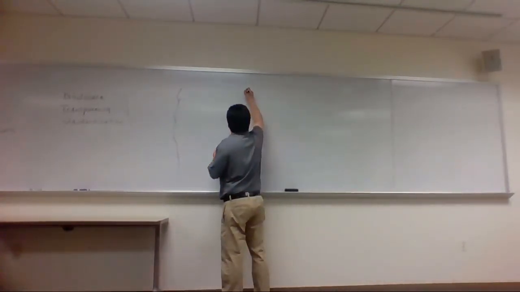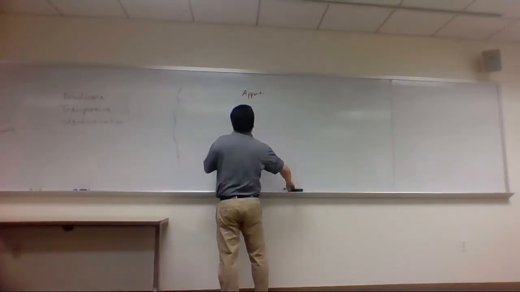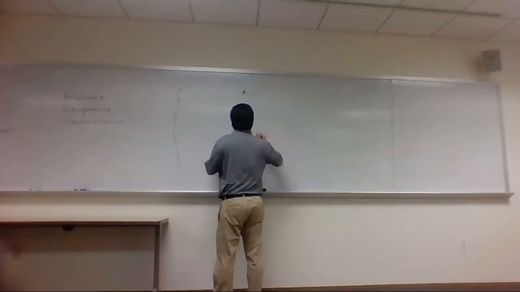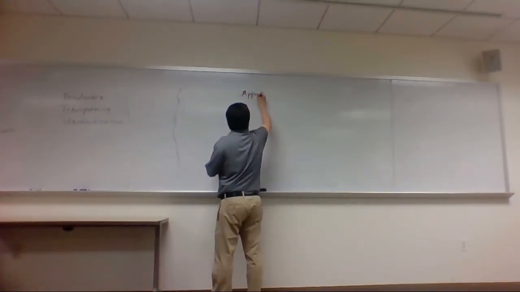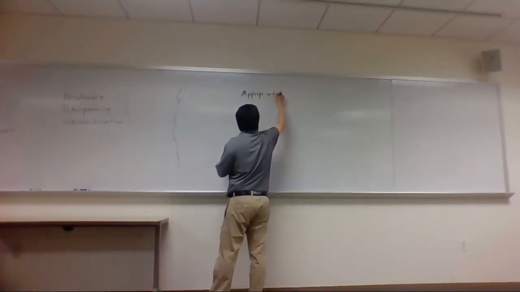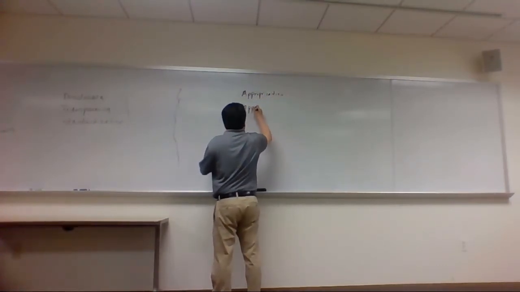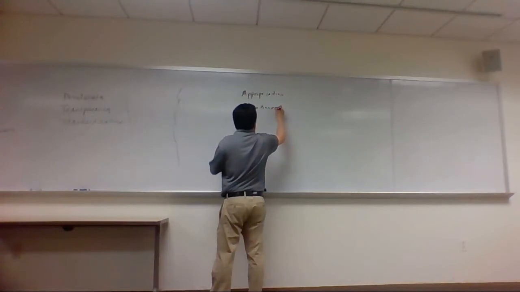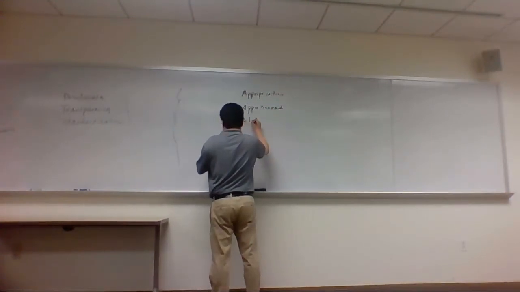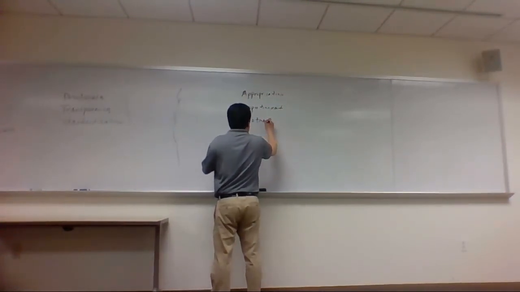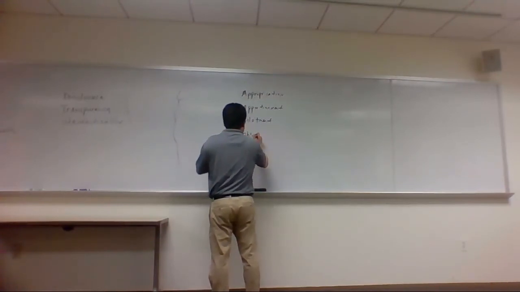Okay, so we have apportionment. Appropriation. Let's start with that. Apportionment. Allotment. Obligation. And then expenditure.